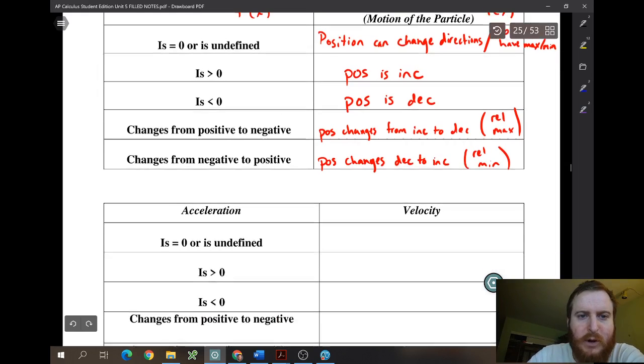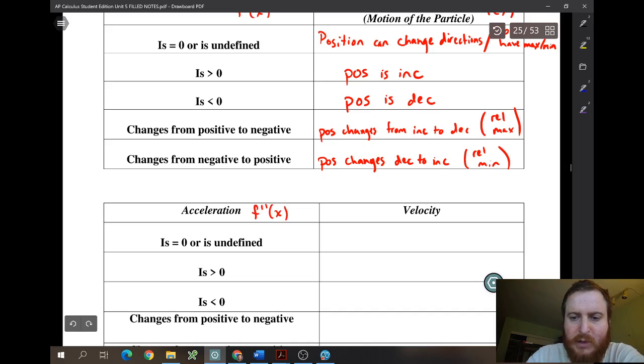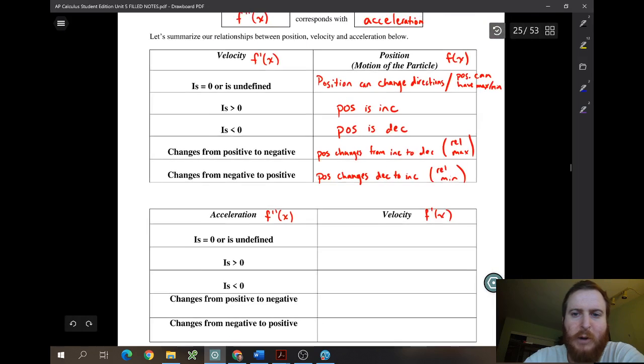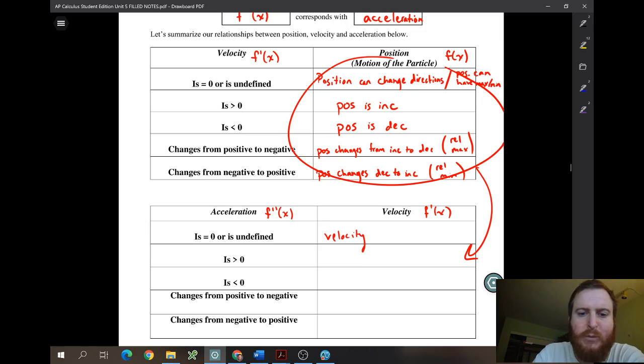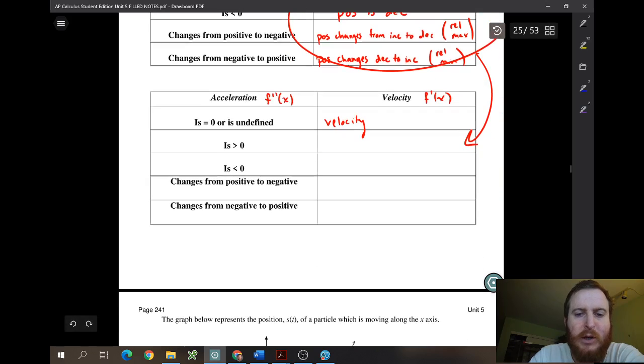And we can also do this for acceleration, which is f double prime of x, back to velocity, which is f prime of x. Literally everything that we wrote up here, I'm not going to waste our time, you can just fill in here, but just change the word position to velocity each time. Because see how this f to f prime is one derivative, f prime to f double prime is one derivative. So you can literally just copy it.